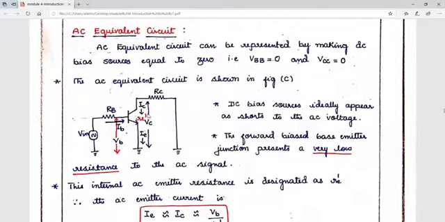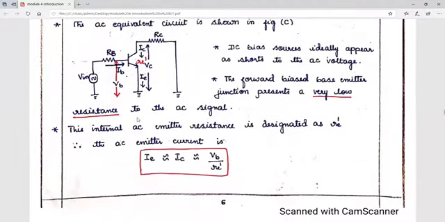presents a very low resistance to the AC signal, clear, and this internal AC emitter resistance is designated as RE dash, that is your RE dash. The AC emitter current, that is your IE current, will be almost equivalent to IC, which is given by VB by RE dash. So this emitter current, we know, is almost equivalent to the collector current, and it is given by VB by RE dash. Clear?